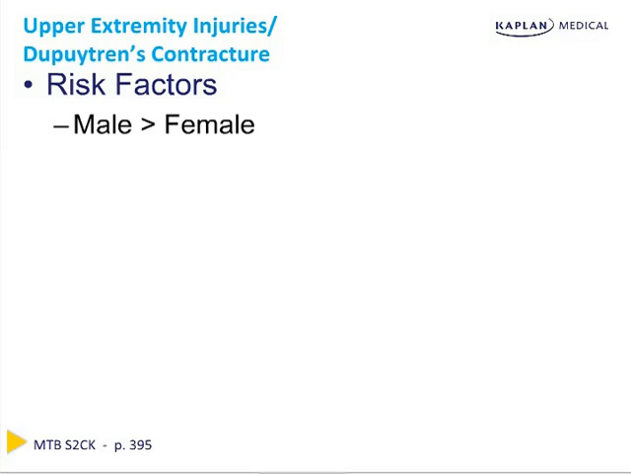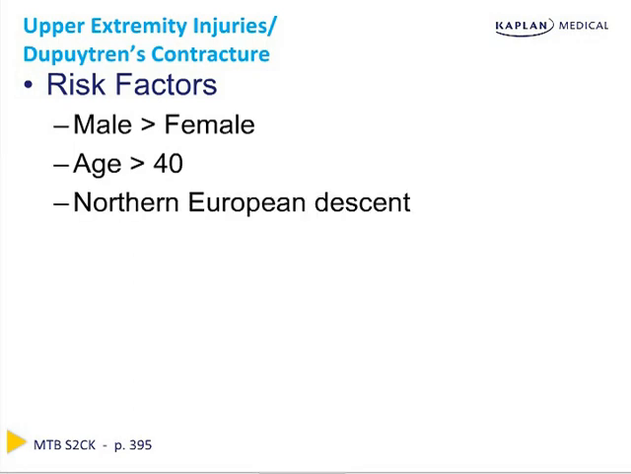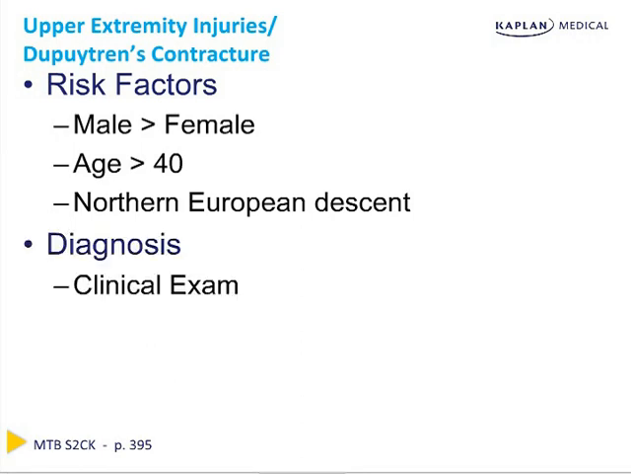Men are more likely to get contractures than women, and this is a progressive condition, so increasing age is a risk factor as well. Finally, there seems to be a genetic component to Dupuytren's contracture, and it classically affects patients of Northern European descent. Diagnosis is again based on clinical exam rather than labs or imaging, and treatment of this condition requires surgical resection of the fascial bands responsible for the flexion contracture.